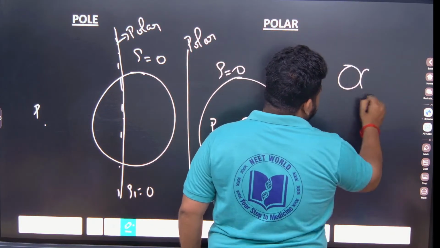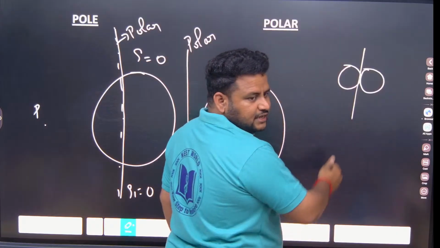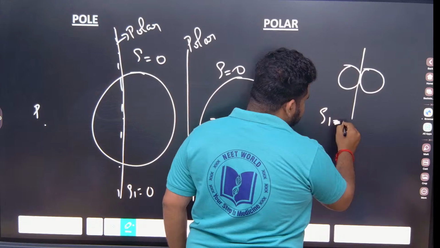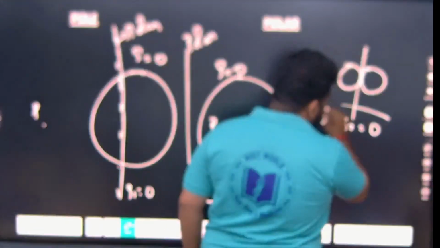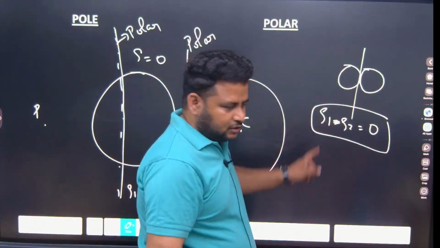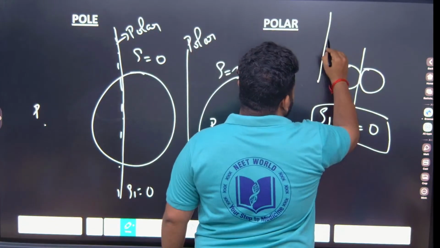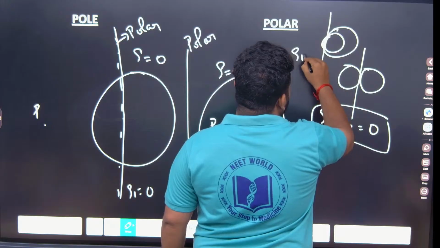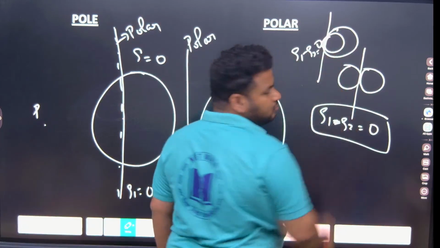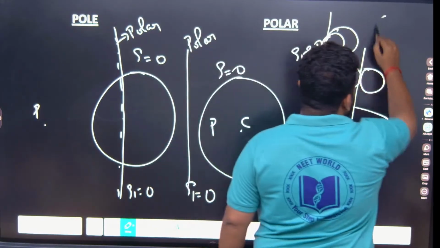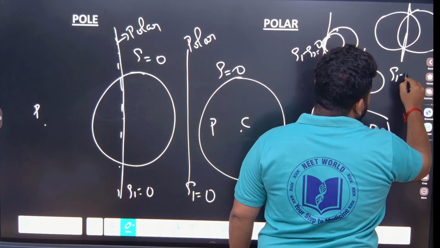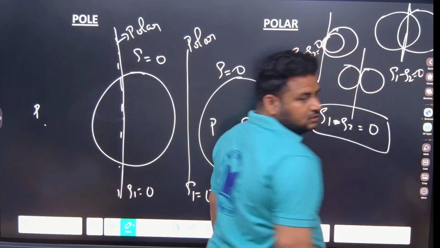Suppose two circles are touching like this. The equation of the common tangent is given by S1 minus S2 equals 0. And if they are touching like this, here also the equation is S1 minus S2 equals 0. Or if they are cutting like this, at this point, here also it is S1 minus S2 equals 0.